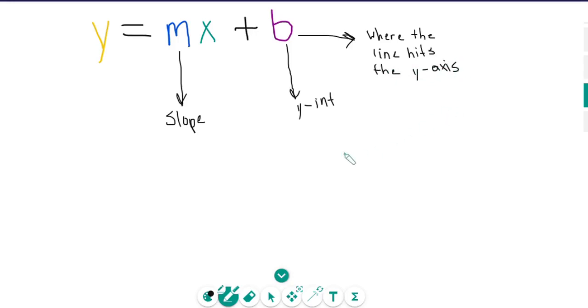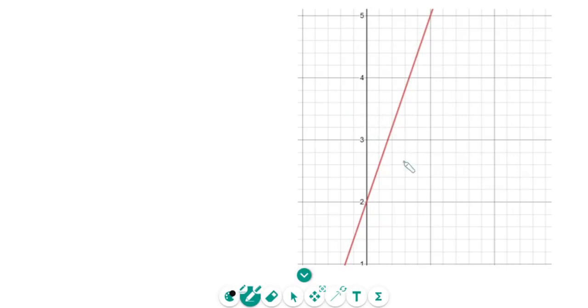So now that we know this, let's solve some problems. Let's try to find the equation of this line right here. Let's write down the equation: y equals mx plus b. Remember, m is the slope and b is where it hits the y-axis. It hits the y-axis right here, so we know the y-intercept is 2. So you can write down y equals mx plus 2. This is positive 2.